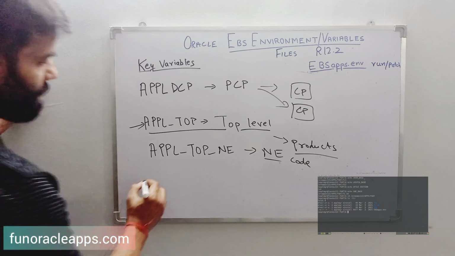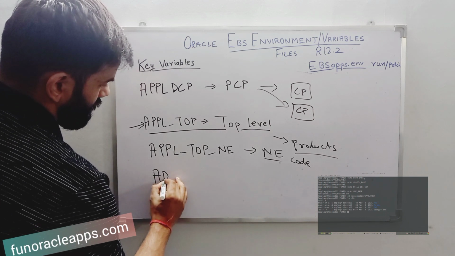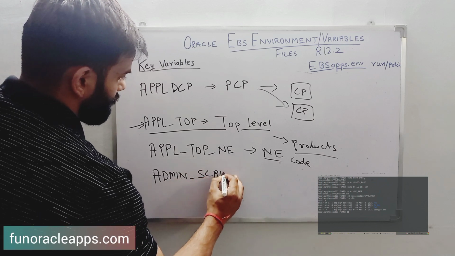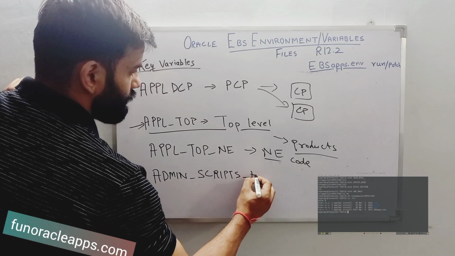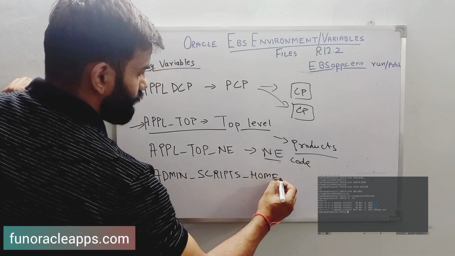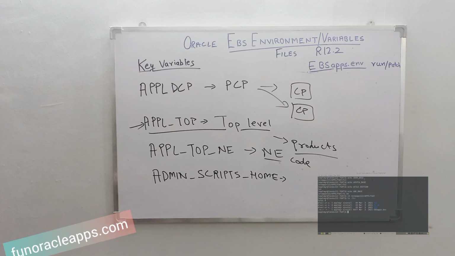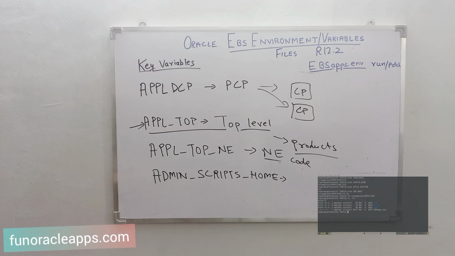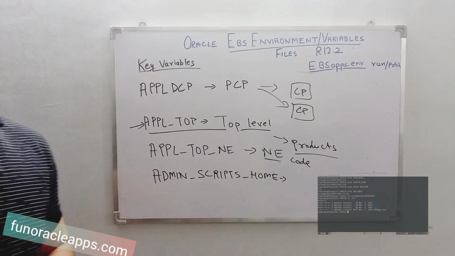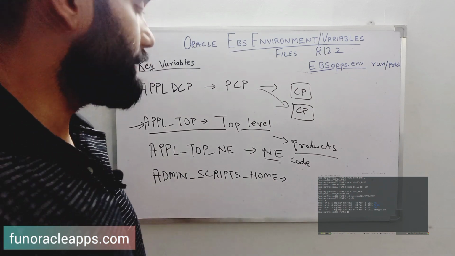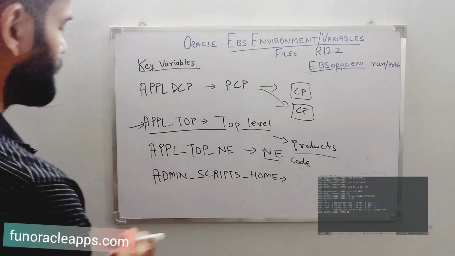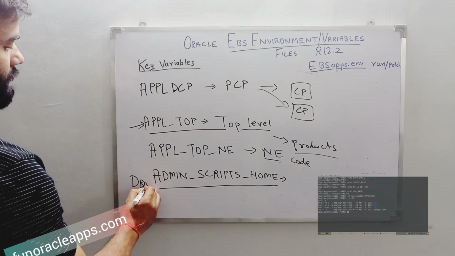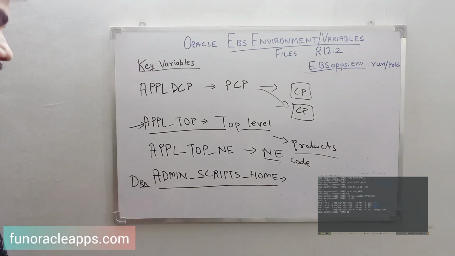Then you have, again, a very important variable: ADMIN_SCRIPTS_HOME. So what is this location? This is the top level location in the instance top. So it would be in your instance top where all the control scripts, pre-clone scripts, auto config scripts, all those scripts will be available. So this is again very important for a DBA. You will be using these specific locations a lot as well.